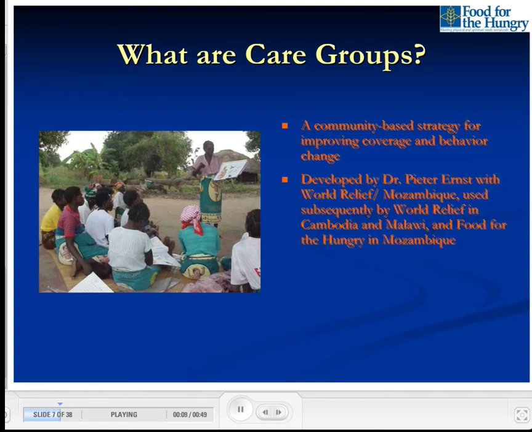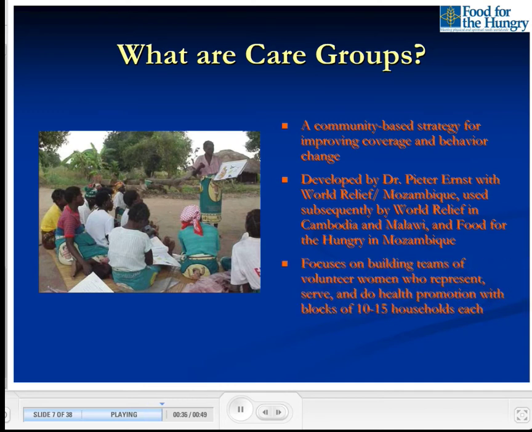It was developed by Dr. Peter Ernst with Rural Relief in Mozambique and used subsequently by Rural Relief in Cambodia, Malawi, and Food for the Hungry helped pioneer this method as well. We were one of the first organizations after Rural Relief to use it. We definitely owe a lot to Rural Relief for teaching us how to do this. And subsequently, a lot of different organizations, about 15, have begun using care groups.